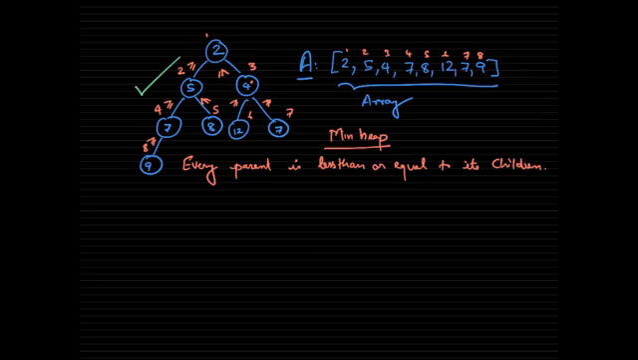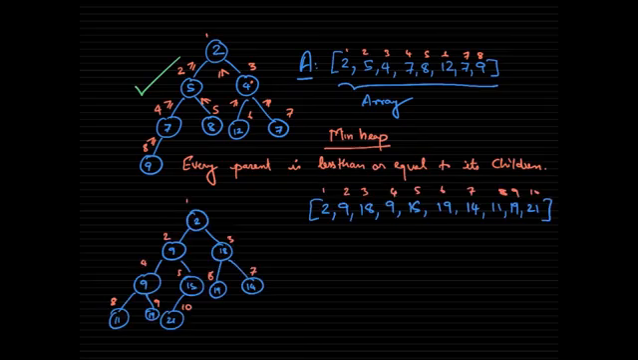Okay, so let's do one more example. Here's the next example. Here's the array, and here is the tree. Make sure that the tree is correctly reflecting the heap in the array. All right, let's check the min heap property. So 2 is less than or equal to 9, 2 is less than or equal to 18, 9 is less than or equal to 9, so they can be the same.